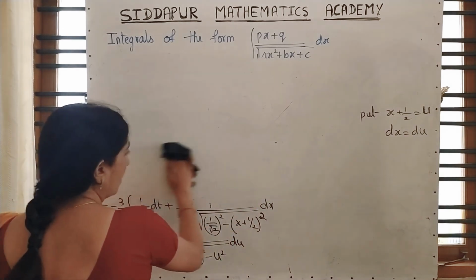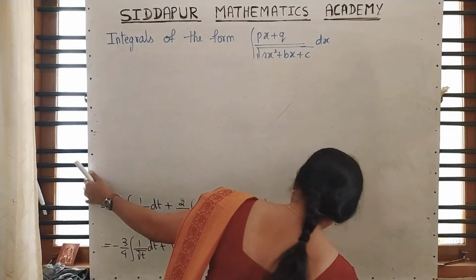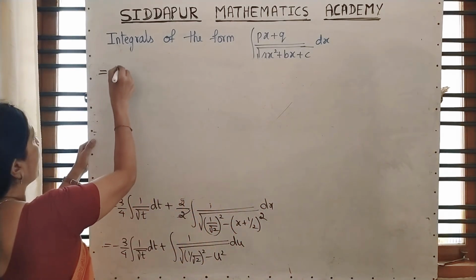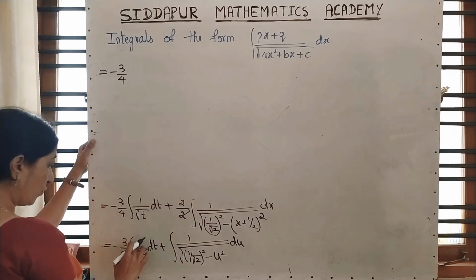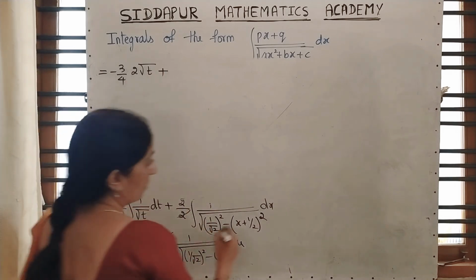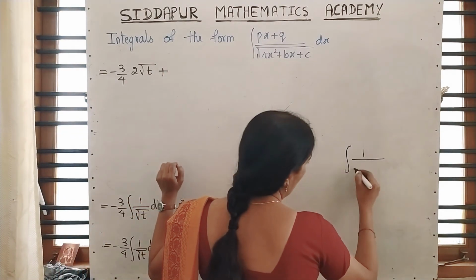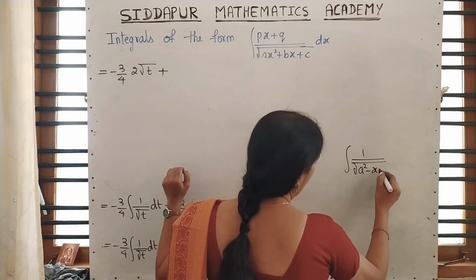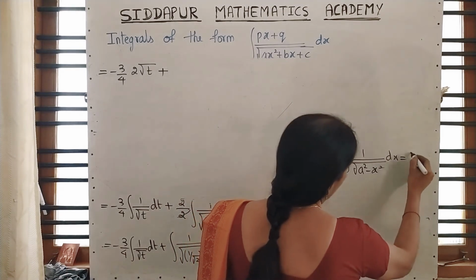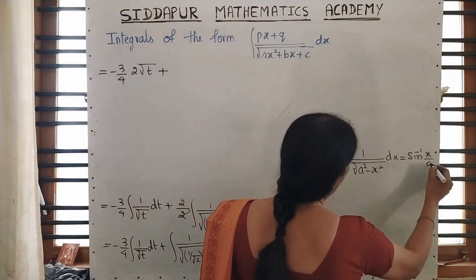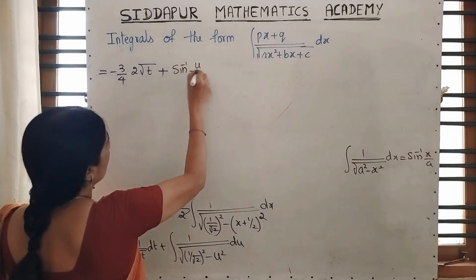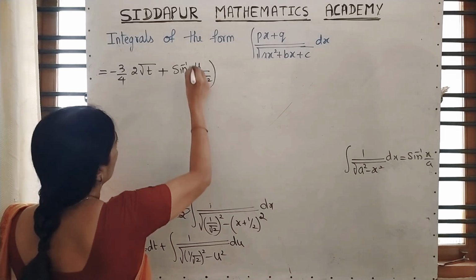Yes. And for the second one, minus 3 by 4 I kept as it is. Integration of 1 by root t is 2 root t plus, see, this is in the form of 1 upon root of a square minus x square, because u is a variable. Variable comes next, that is sine inverse x by a. Here it is sine inverse u upon 1 by root 2.